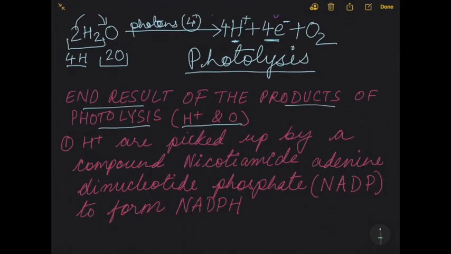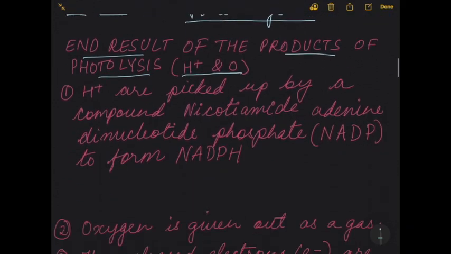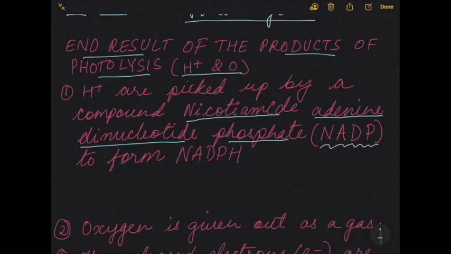So hydrogen ions are picked up by a compound nicotinamide adenine dinucleotide phosphate, abbreviated as NADP. Please remember NADP. If you remember, I had told you in the class how these abbreviations are important.